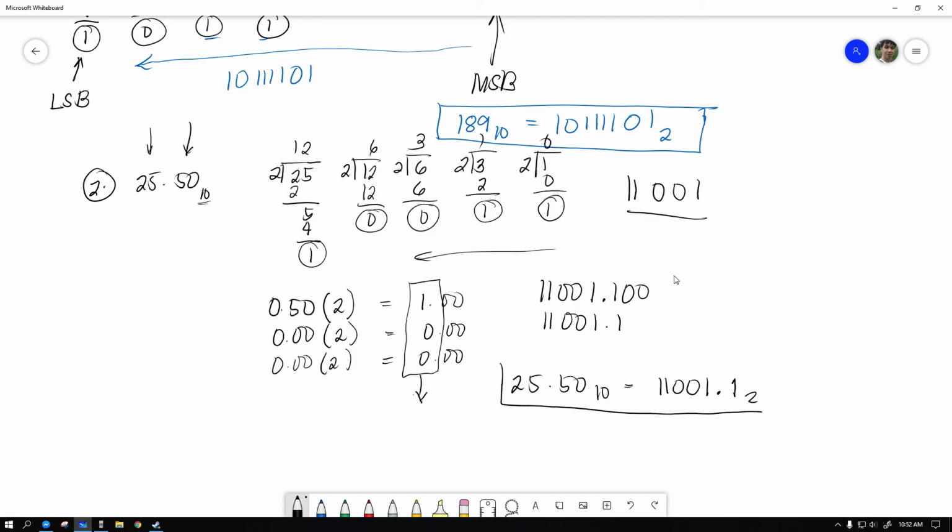So that is how to convert your decimal number system to the binary number system, base 10 to base 2, with integer part and fractional part. That's all.